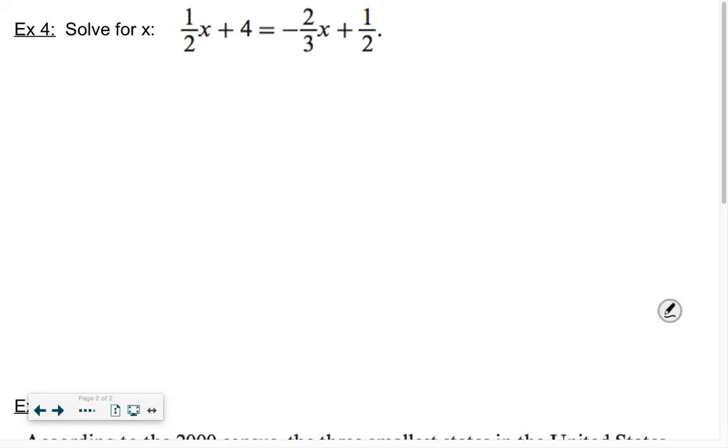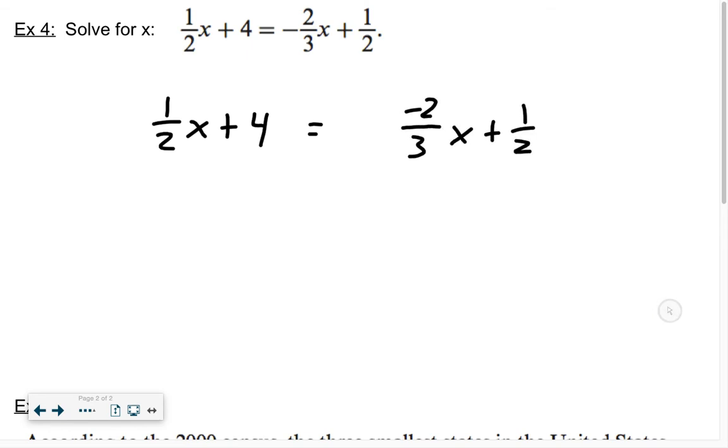So here's what we want to do. We take the expression that we have on the left, the expression that we have on the right, and we want to multiply both the left and the right hand side by the same value, and that value that we came up with was 6.